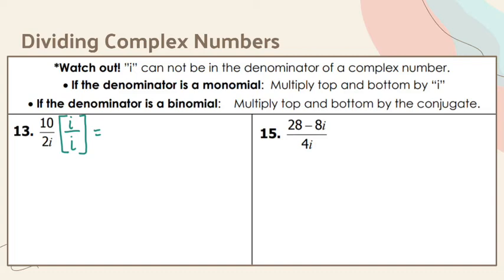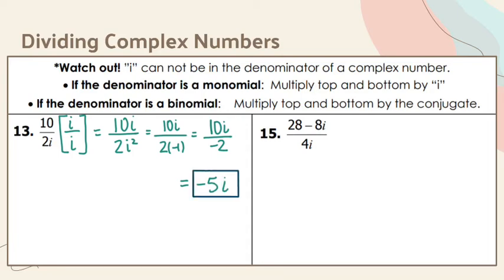So 10 times i is 10i. 2i times i is 2i squared. 10i over 2 times negative 1, because i squared is negative 1, is 10i over negative 2, which is going to finally give us negative 5i. So now we have a pure imaginary number with no i's in the bottom.